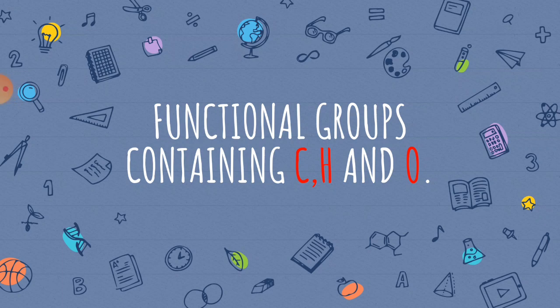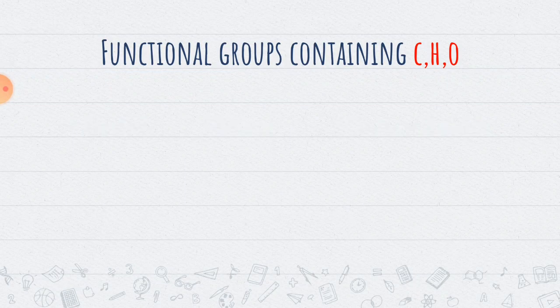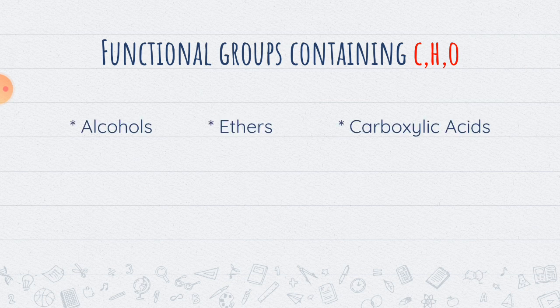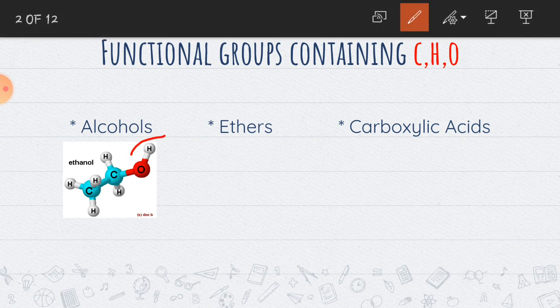We are on chapter 11, that is organic chemistry, and the topic that we will discuss today is the functional groups containing carbon, hydrogen and oxygen. We will discuss the classes of compounds containing these three elements. The first category is those of alcohols. In alcohols, the functional group is OH.